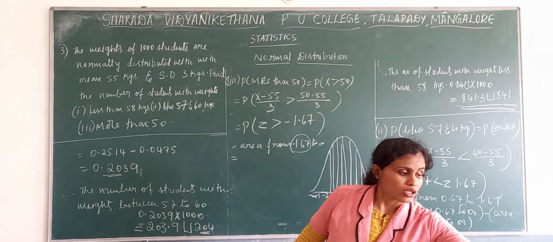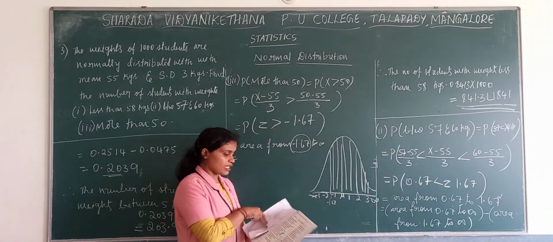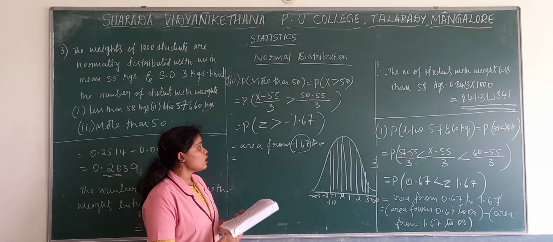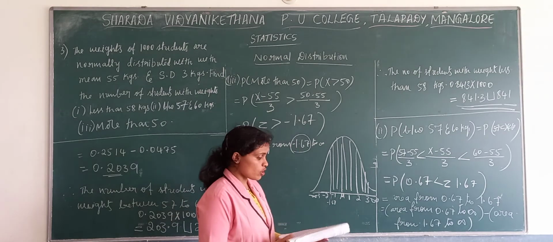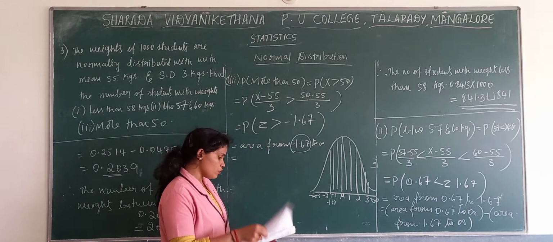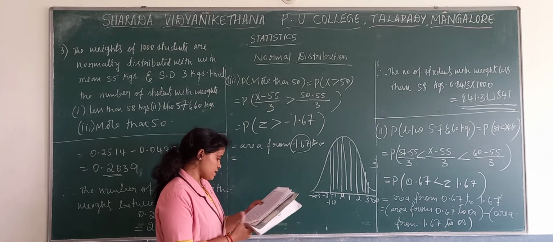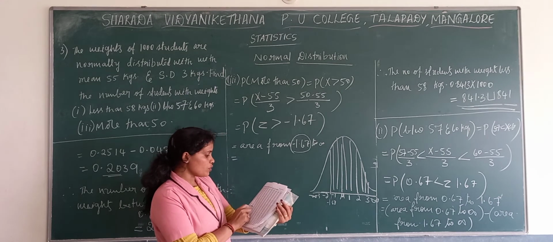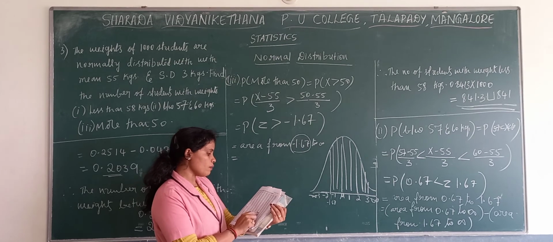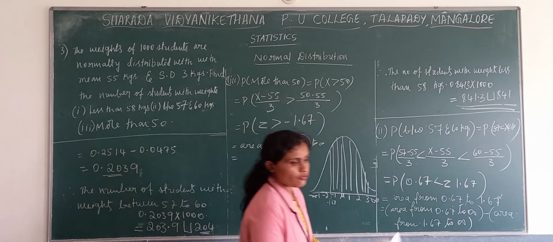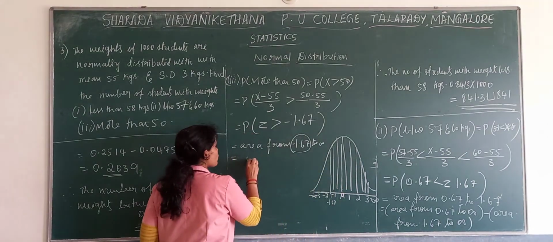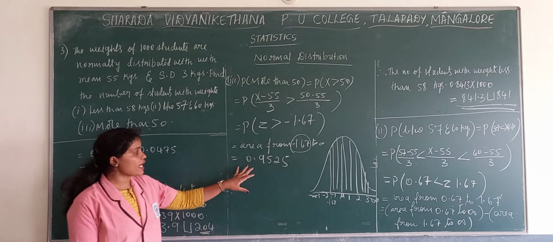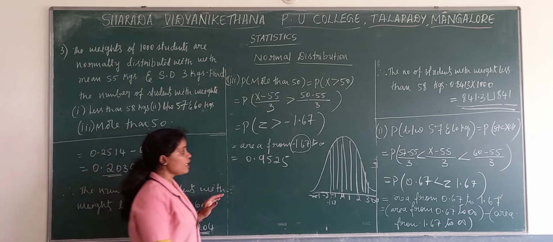Now see there, the normal distribution statistical table. You need to see the negative table, row 1.6. In 1.6, which column do you need to see? You need to see the 7th column. There you get 0.9525.